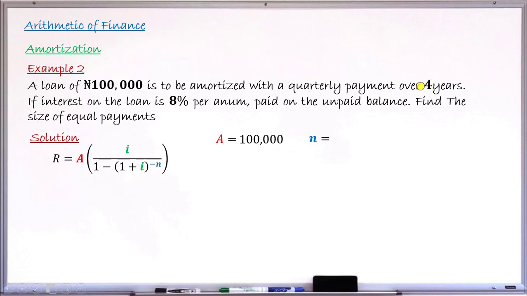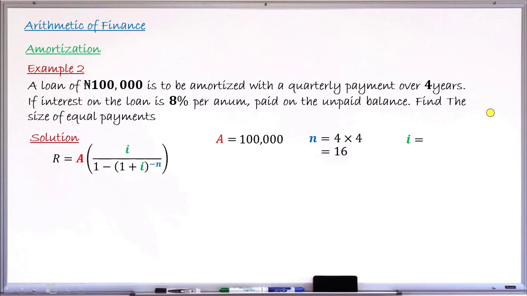And for this period of 4 years, there will be 4 multiplied by 4. This gives us 16. So there will be a total number of 16 payments. And I, that is the interest rate per time period. So I, look at it, is 80%. But as the payment will now be made every 3 months, anytime payment is made, the debt reduces a little. So we have to compute the interest at that very time.